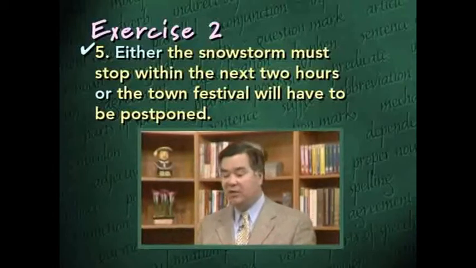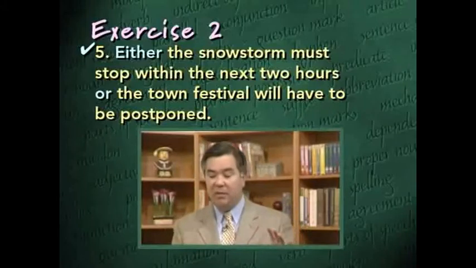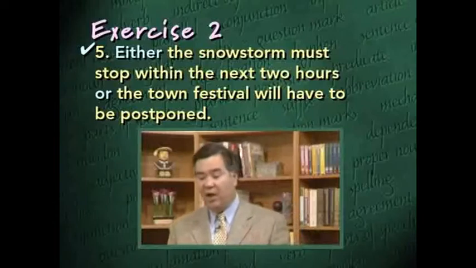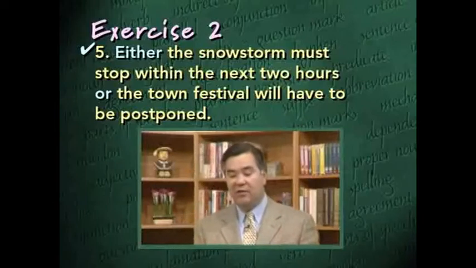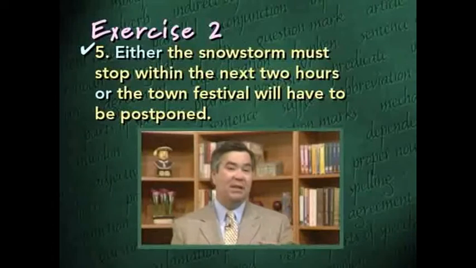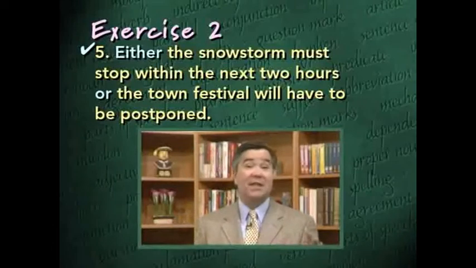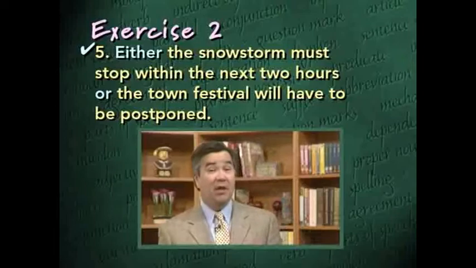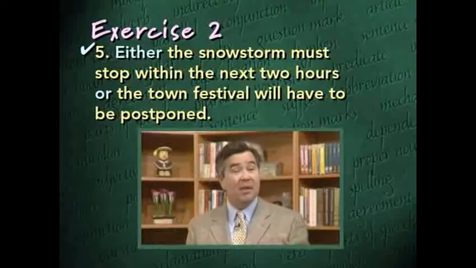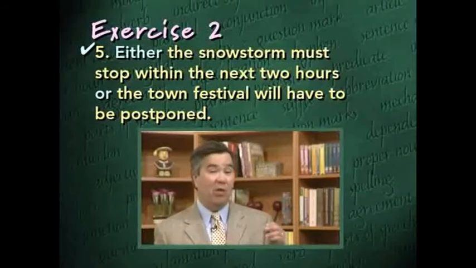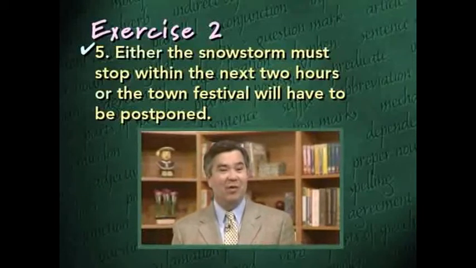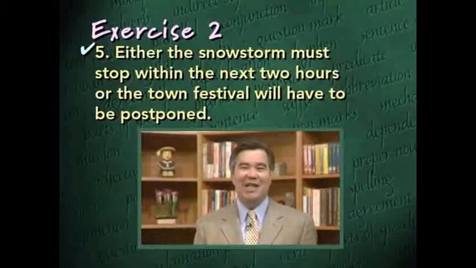What follows in both cases is a clause, and since the two are roughly similar grammatically, the feeling of parallelism is not violated. What follows either is, the snowstorm must stop within the next 2 hours. That's a clause. And what follows or is, the town festival will have to be postponed. Another clause. The two are basically similar in form, and therefore the sentence sounds perfectly parallel. Remember that what follows the two parts of a coordinating conjunction must be similar grammatically in order for parallelism to be maintained. This sentence follows that rule, and therefore it's correct. Doesn't need any changing.